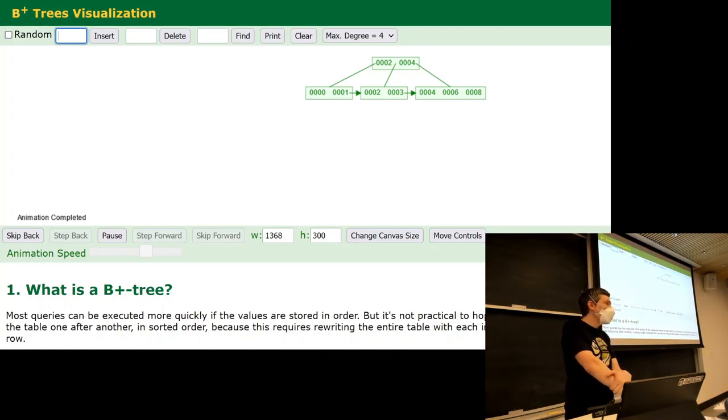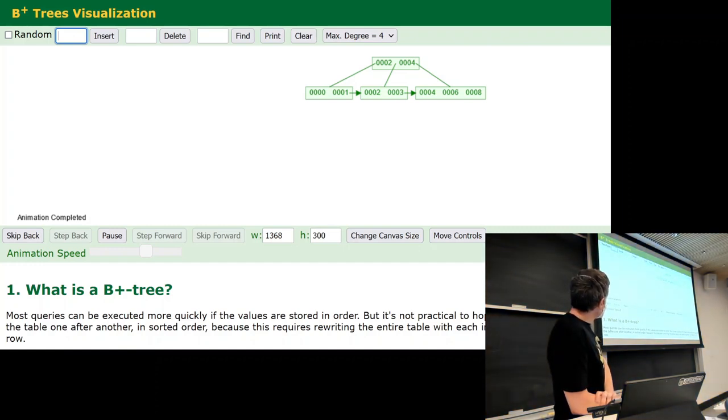Yes? If we split on one instead of two, we'll have zero on the left and then one, two, and three on the right, right? You mentioned we can use either of the two middle elements as long as they're consistent, right? To split. Yes. So if we split on one instead of two, which we've done right now, we would have zero on the left node and one, two, and three on the right node.